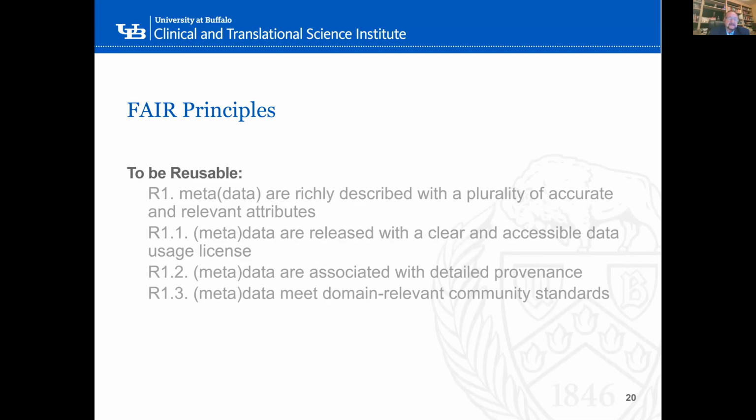And reusable. Metadata are richly described with a plurality of accurate and relevant attributes. The metadata are released with a clear and accessible data use language and license. The metadata are associated with detailed provenance, which means you can tell everything that happened to the data from when it was created till when it exists now. And the metadata meet domain-relevant community standards so that we have enough context to understand it.